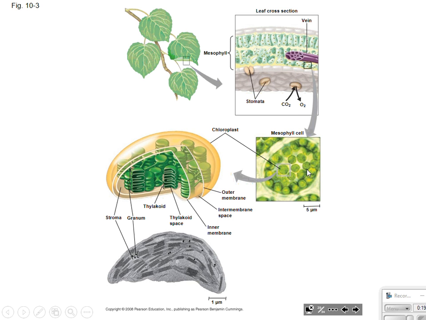Here we come. Here is one individual cell. See all those little green spheres in there? You know what those are? Chloroplasts. So each one of these little green dots here is a chloroplast. And some of them are stacked up so we can't even see. We can only see one layer because this is a cross section.